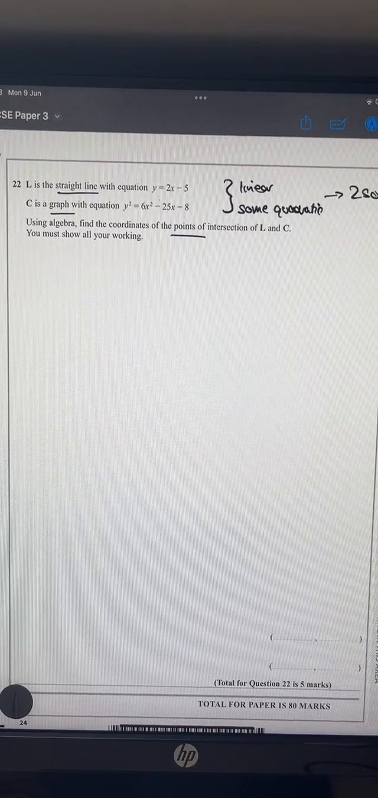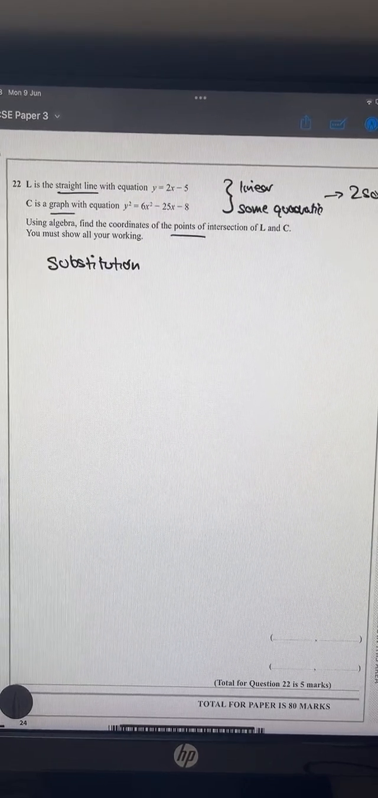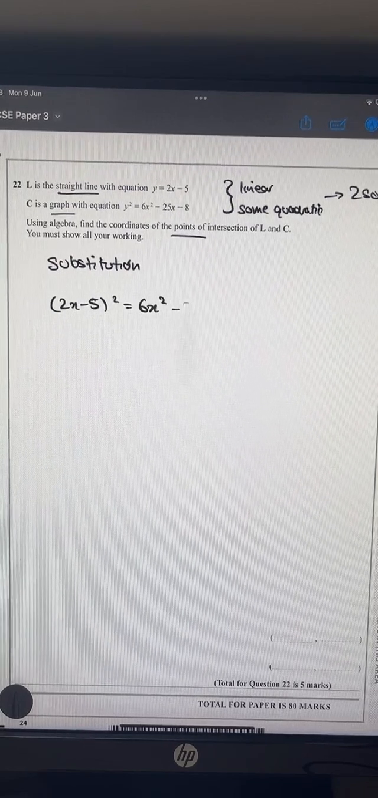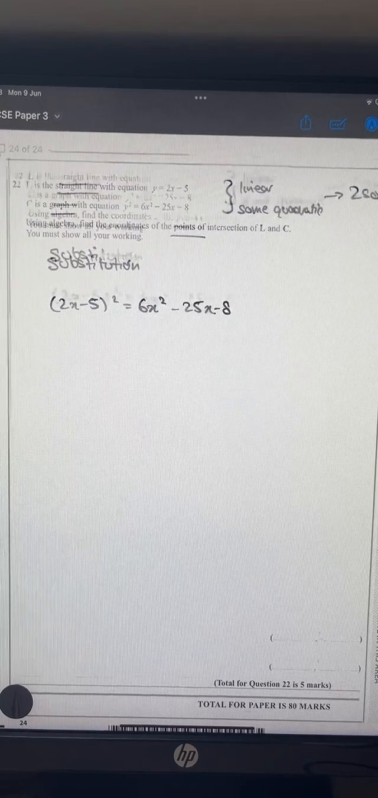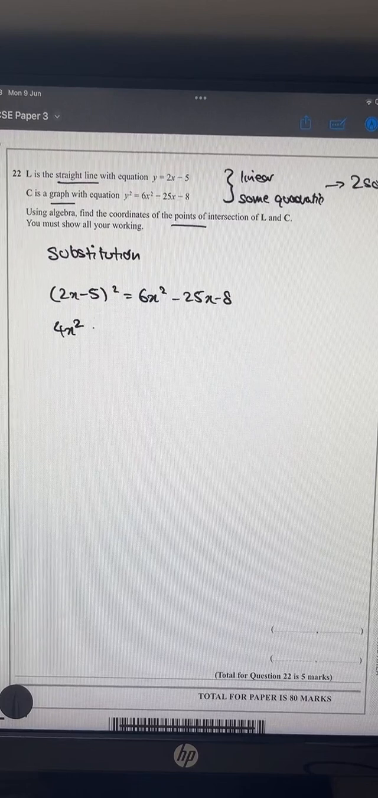So the way you do these is you have to use substitution. That means you take one equation, you put it into the other. So you put your linear into the other, kind of like putting a piece into a puzzle. So y equals 2x minus 5. I'm going to put that where I have y squared. So just replace that. So (2x minus 5) squared is equal to 6x squared minus 25x minus 8. All right, just got to expand out now. Done that quite a bit in this exam paper, so you should be quite fast at this now. Minus 20x plus 25.